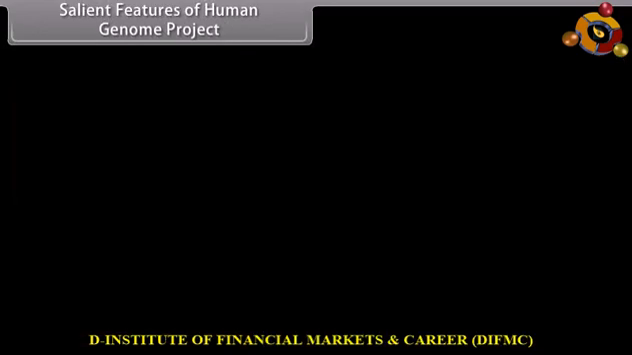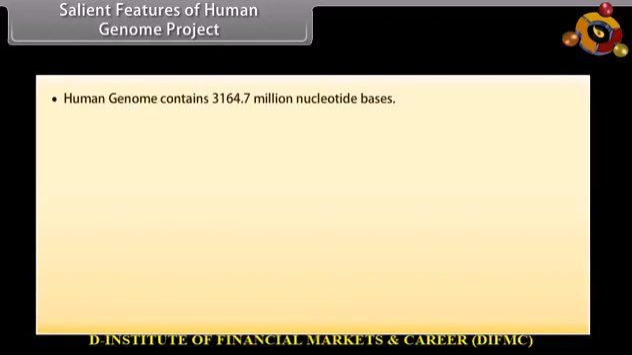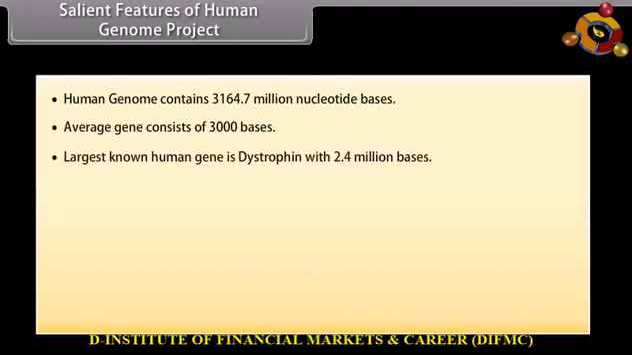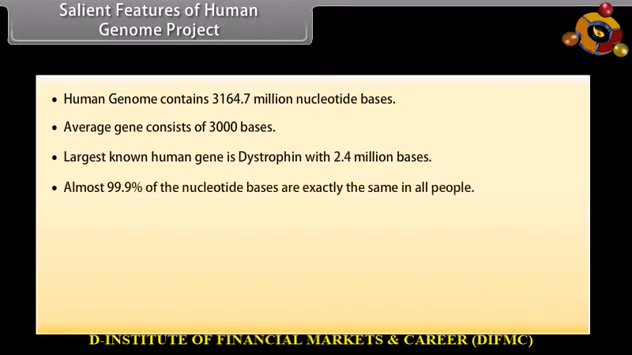Salient features of Human Genome Project. Human genome contains 3,164.7 million nucleotide bases. Average gene consists of 3,000 bases. Largest known human gene is dystrophin with 2.4 million bases. Almost 99.9% of the nucleotide bases are exactly the same in all people.